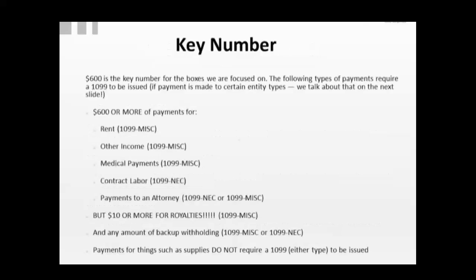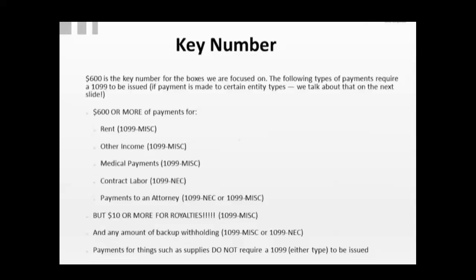$600 is the key number for most of the boxes that we're focused on today. And you can see the different types of payments made in a business setting that might trigger a 1099 reporting obligation. So you can see contract labor goes on the 1099 NEC now. The other types of payments go on the 1099 miscellaneous. So rent would be box 1. Other income is box 3, medical payments are box 6.